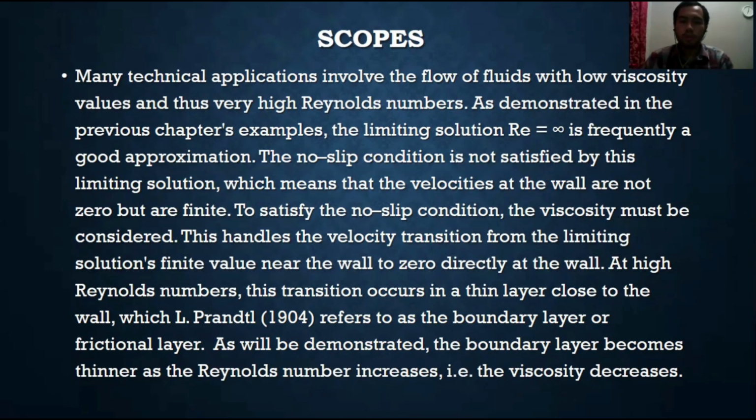To satisfy the no-slip condition, the viscosity must be considered. This handles the velocity transition from the limiting solution's finite value near the wall to zero directly at the wall. At high Reynolds numbers, this transition occurs in a thin layer close to the wall, which is referred to as the boundary layer or frictional layer. As will be demonstrated, the boundary layer becomes thinner as the Reynolds number increases.